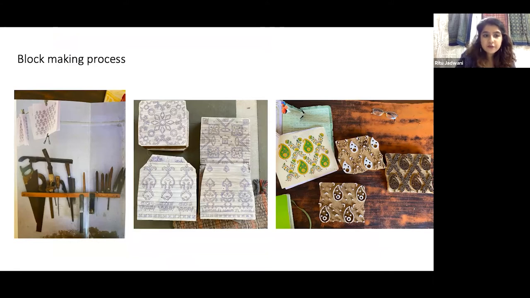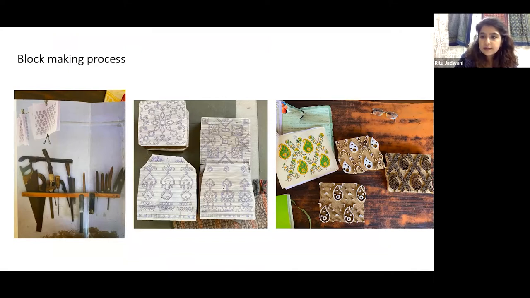The designs are first sketched on tracing paper, and then transferred to wooden blocks, as you can see in the second image. The block makers intricately carve the wood into the sketched designs to achieve the final carved block. Blocks can be made in sets or by themselves as a single block.